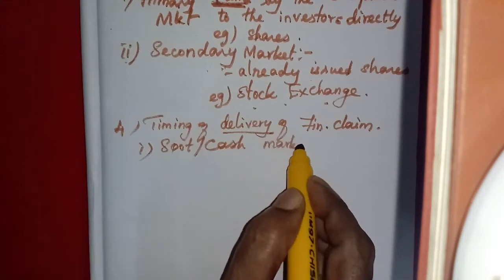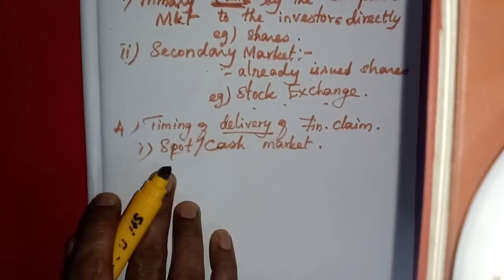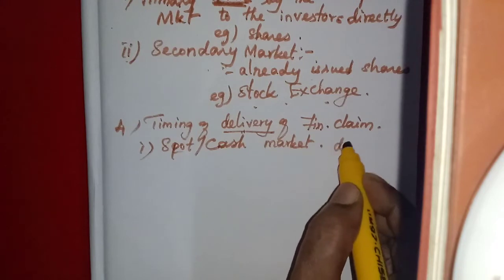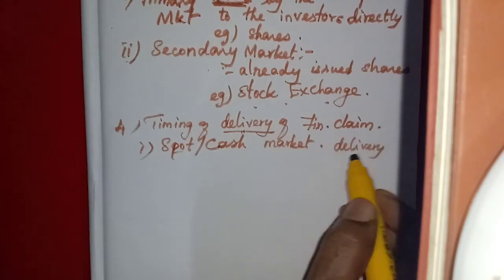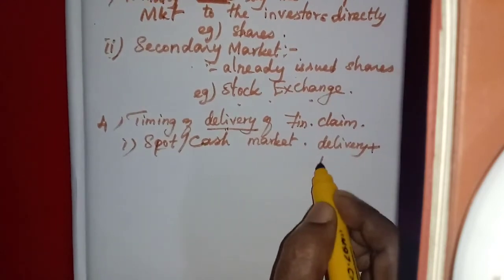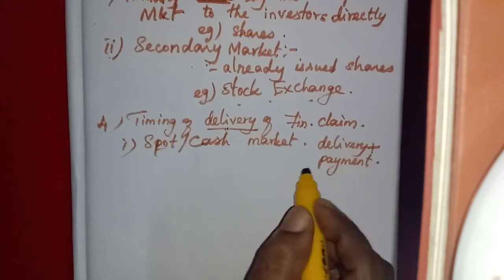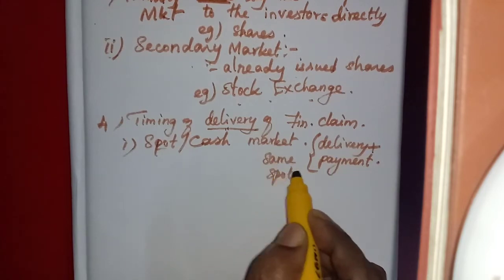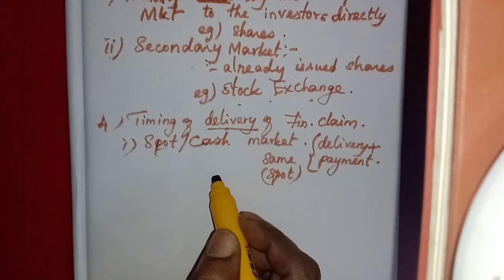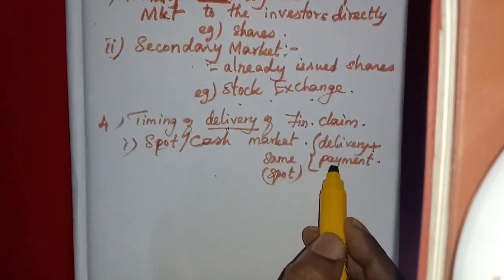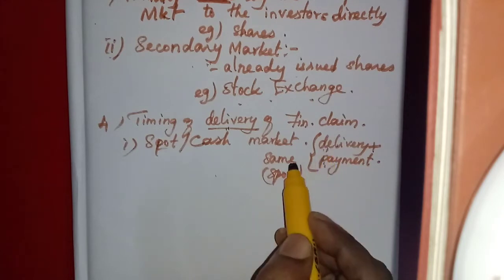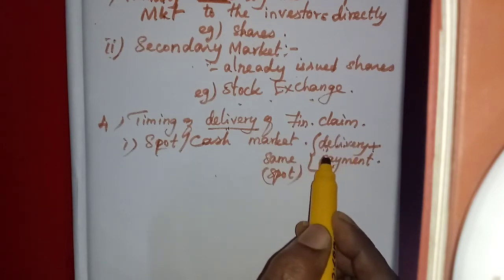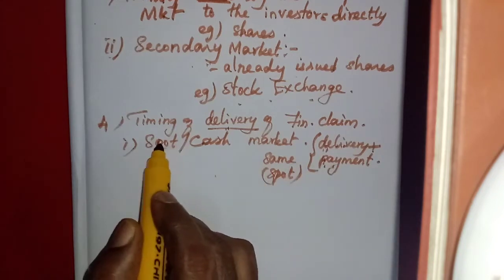Okay, what is cash market or spot market? Here, the delivery of the financial claim and the payment. Okay, both. Delivery of the instruments plus the payment for the transaction. Okay, both take place at the same time. Okay, on the spot. That's why it is called the spot market. Okay, the delivery of the financial instrument and the payment for that financial instrument takes place at the same time. Okay, then immediately they deliver the instrument and the payment will be received from the buyer. That is called spot market or cash market.